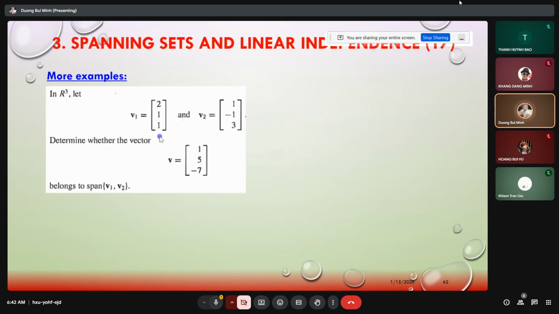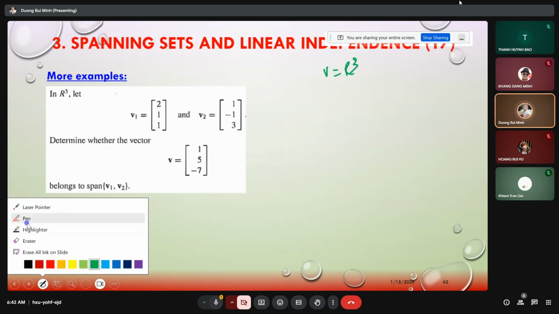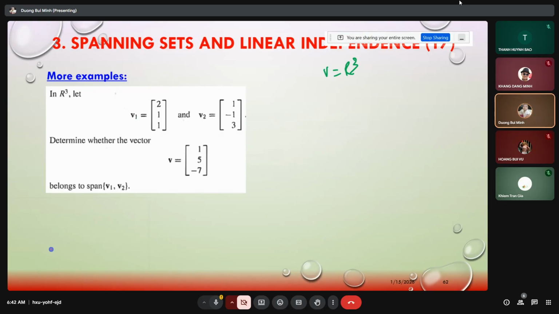So more example. We have vector space V, which is R3. That means every vector has three elements, right? R means the elements are real numbers, and three means three dimensions. So if we have vector v1, we have three dimensions: 2, 1, 1.